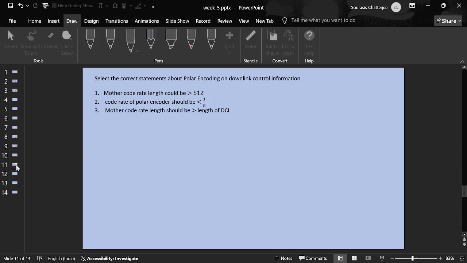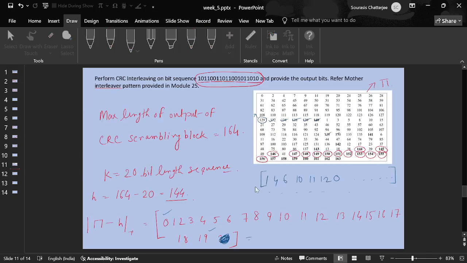Sir, I have a doubt. This is about downlink. For uplink, the DCI length is large, right? So we can't use this mother interleaver pattern. In that case, how do we do it?